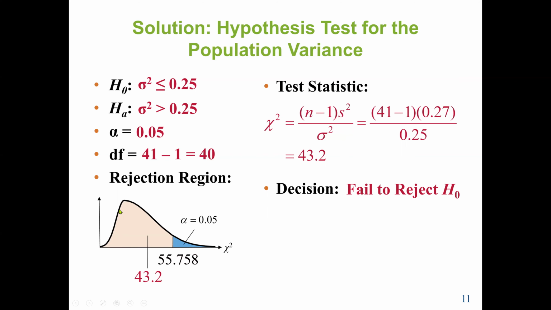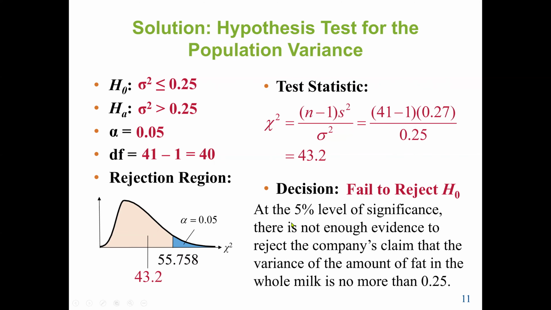43.2 will be on the brown area, because based on alpha equal to 0.05, we get our chi-square line to be 55.758. So that's the boundary between rejection and retaining. The alpha here gave us the 55.758 boundary line; to my right is rejection, to my left is retain. So here we fail to reject H0.